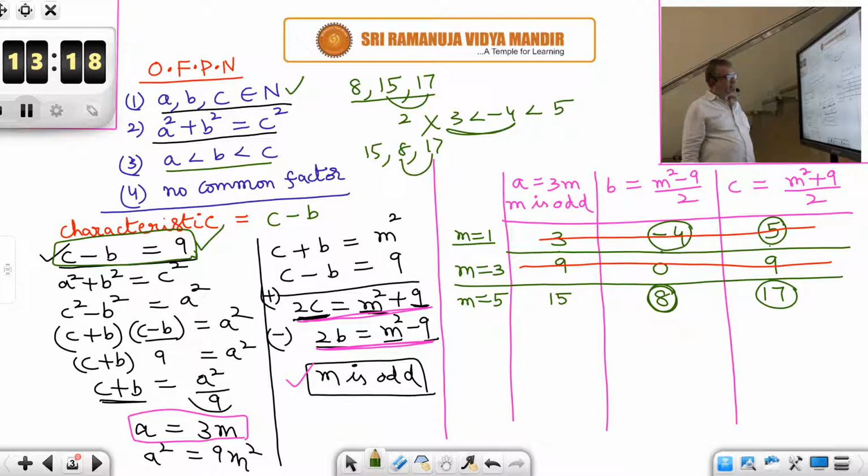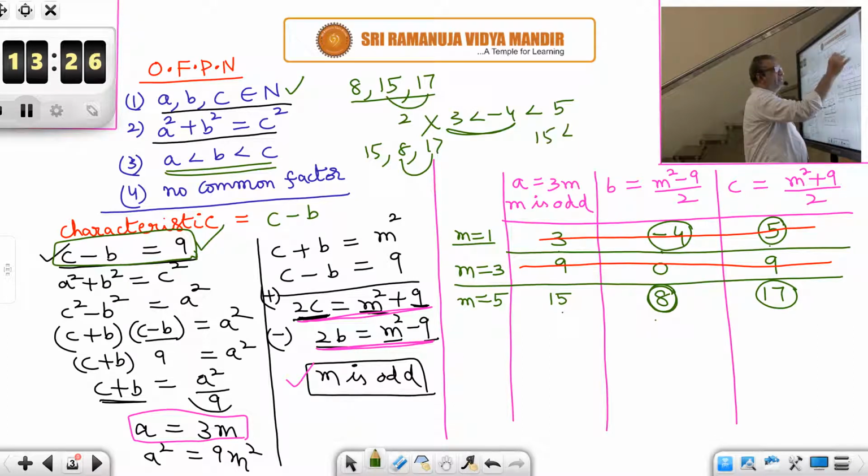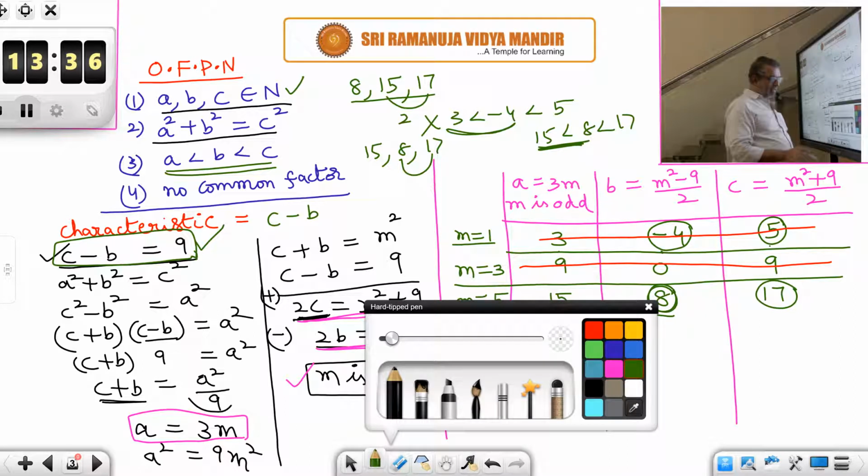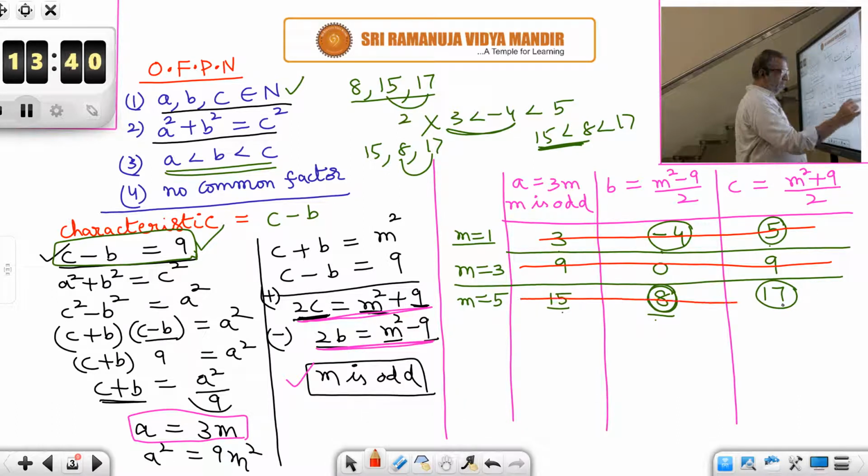That is not correct. Here the order is not followed. A less than B less than C. 15 less than 8 less than 17. That is wrong, is it not? 15 less than 8 less than 17 is wrong. Here it is wrong. 15 is not less than 8. So that is why these are actually numbers with characteristic 2. So these are to be removed.